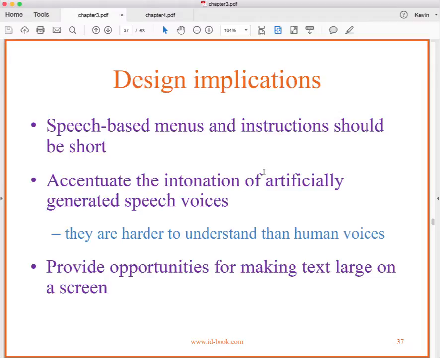Accentuate the intonation of artificially generated speech voices. They're harder to understand than human voices, so they still could use some improvement. And provide opportunities for making text large on the screen. Again, you ought to be prepared for different users having different sensibilities. Okay, so that's something we're to be thinking about while we're designing all the time.